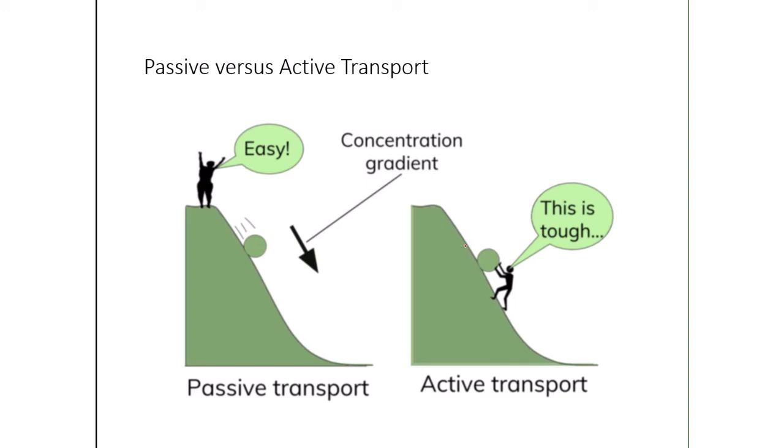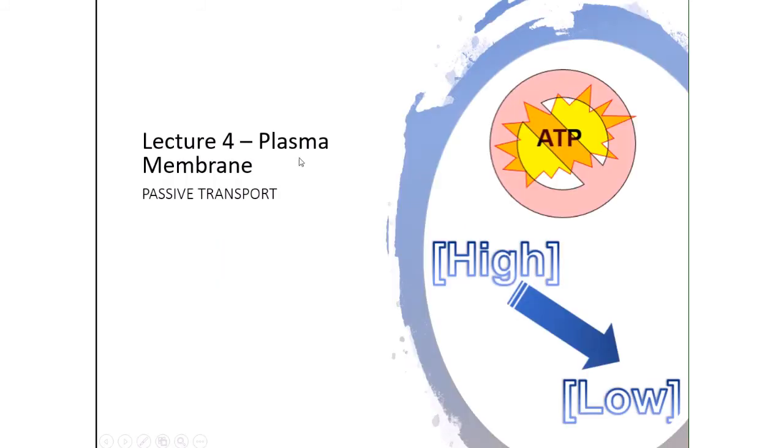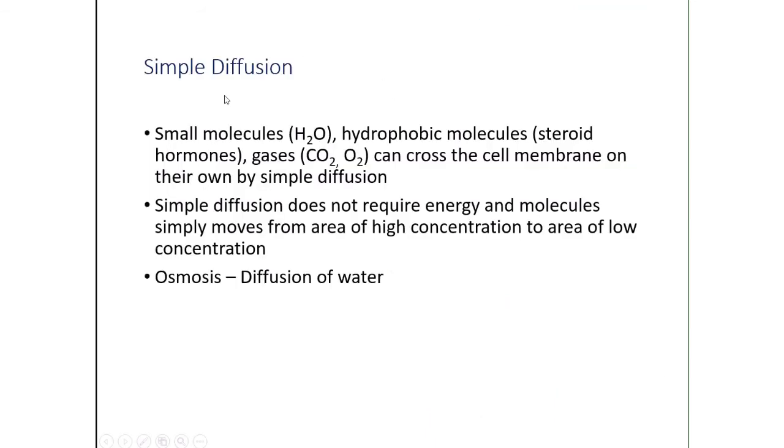In a similar manner, the cell will have to use ATP, use energy, to transport things from an area of low concentration to an area of high concentration. So now let's take a look at passive transport and some examples of that. The first example of passive transport is something we already learned, simple diffusion.